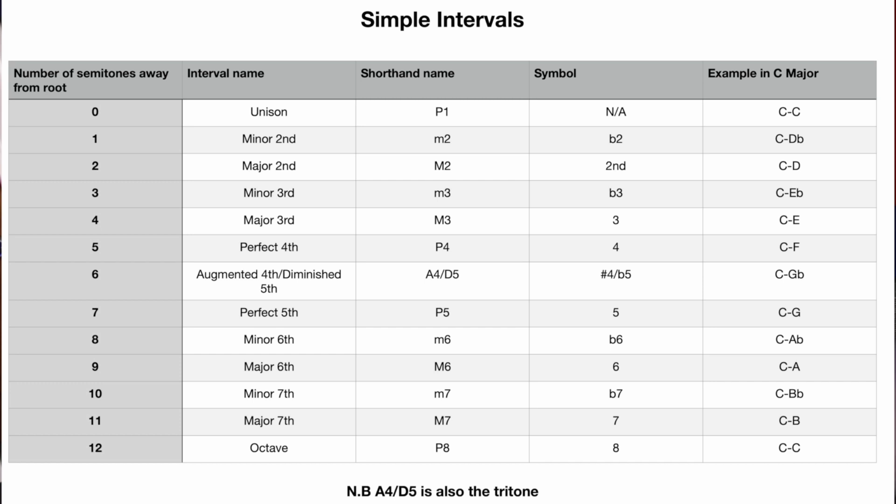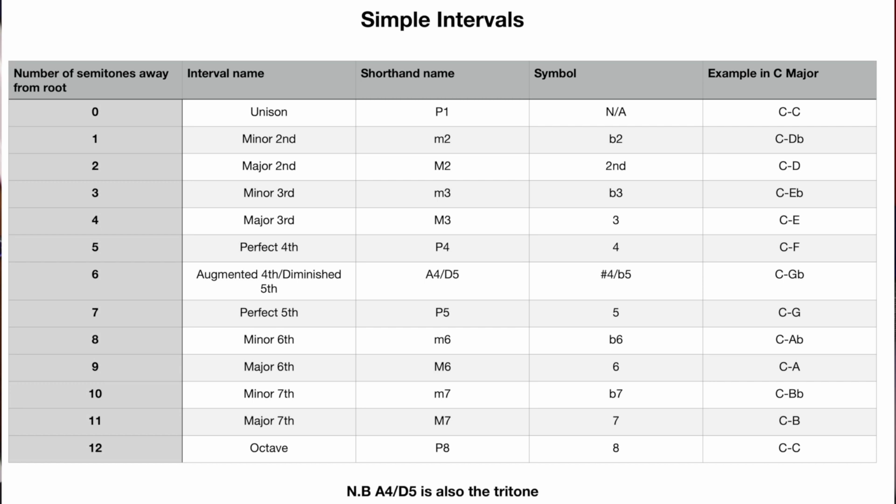Perfect fourth, P4, or just fourth. Then we get an interesting one here. We could call this next interval, which would be C to G flat or F sharp. This could either be referred to as an augmented fourth or a diminished fifth.